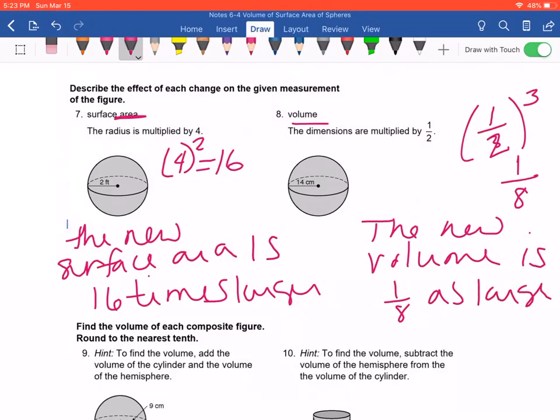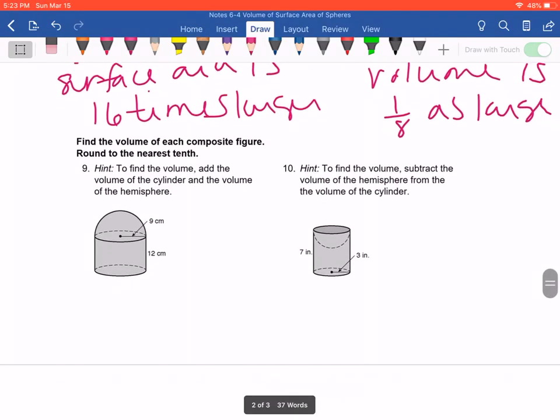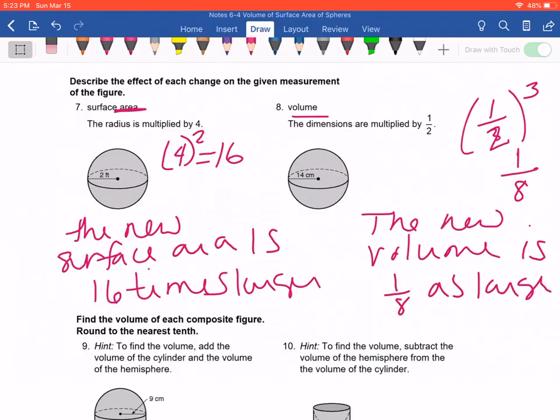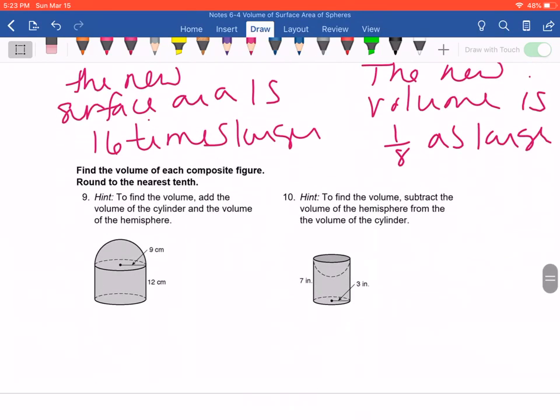All right, looking at our last two examples for today, number 9 and number 10, we want to find the volume of each composite figure. Sorry about that. Find the volume of each composite figure. Round to the nearest tenth.